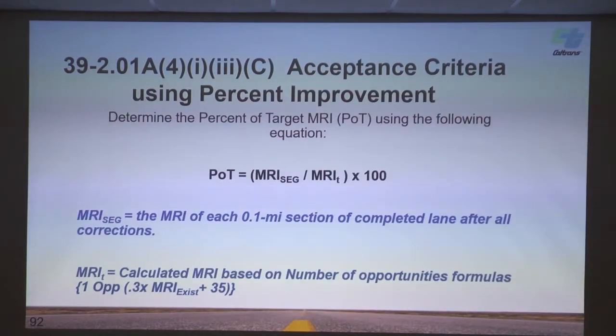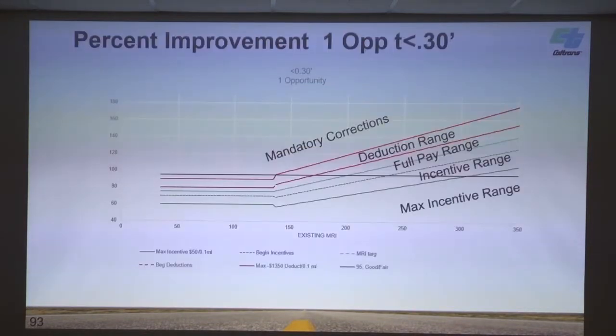Okay, so the percent of target, there's an equation for that. We calculate that target value, and then we basically look at our MRI segment. We call that a final MRI value. It's just 1 number divided by the other. If I had a target of 100 and I paved to 75, I'd have 75% of target. I'm going to get my full incentive. I think that's an extra slide that I already covered. I should have hid that.